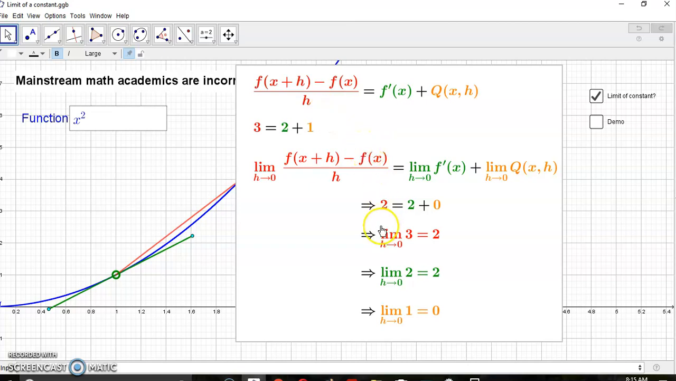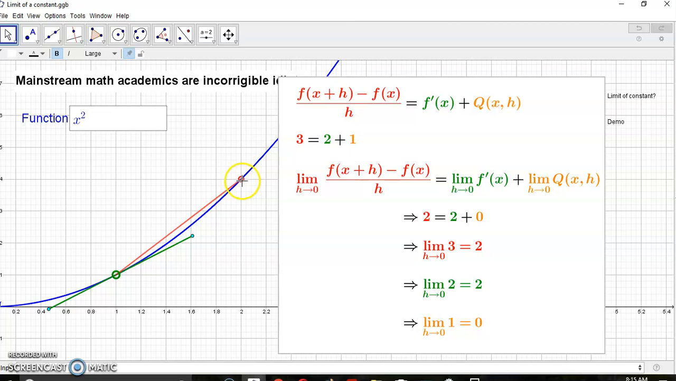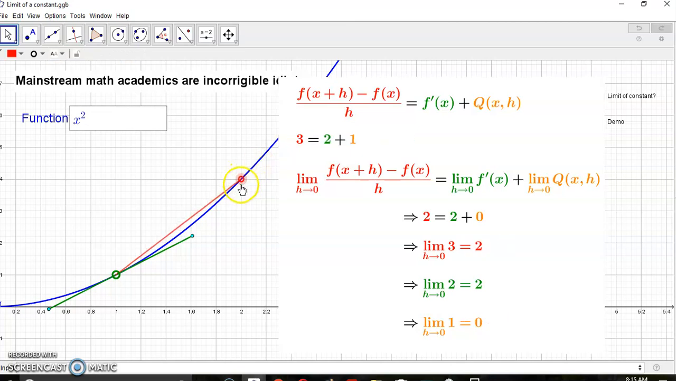And it also contradicts their very own theory because the limit of a constant is the constant itself. So you can't have, for example, the limit of a constant being something else, right? As you saw in the previous video, they take the limit of this non-parallel secant line, this red non-parallel secant line here, and they just turn it into the same slope as a derivative. Okay.